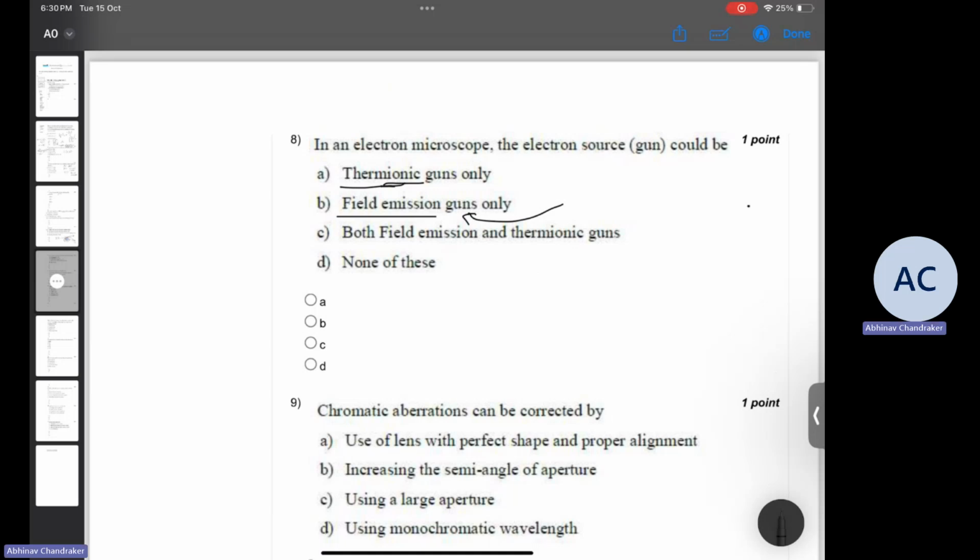From that we are drawing out electrons, and this gives us a higher intensity of electrons as well as a much more monochromatic beam. So a field emission gun is preferred when doing microscopy, but both are used, especially in SEM. So the correct answer should be C.